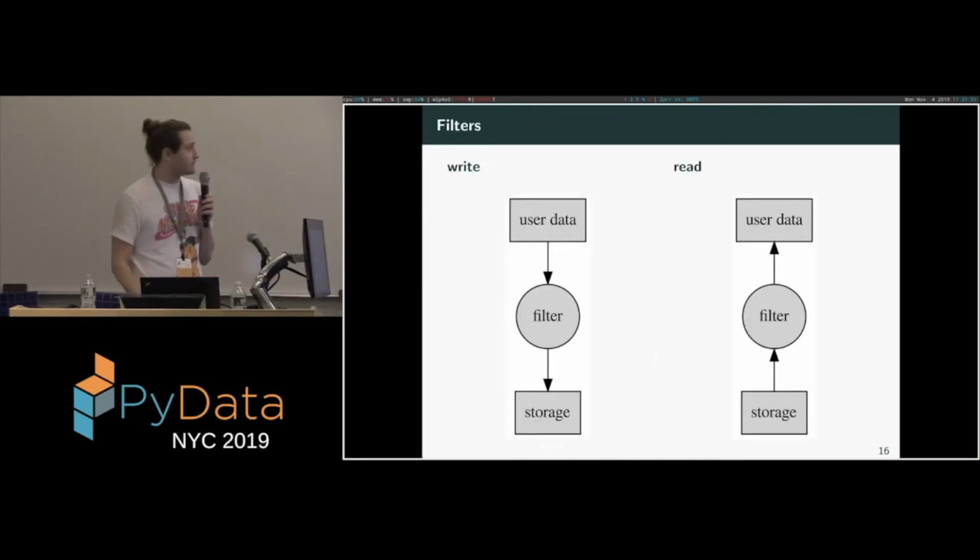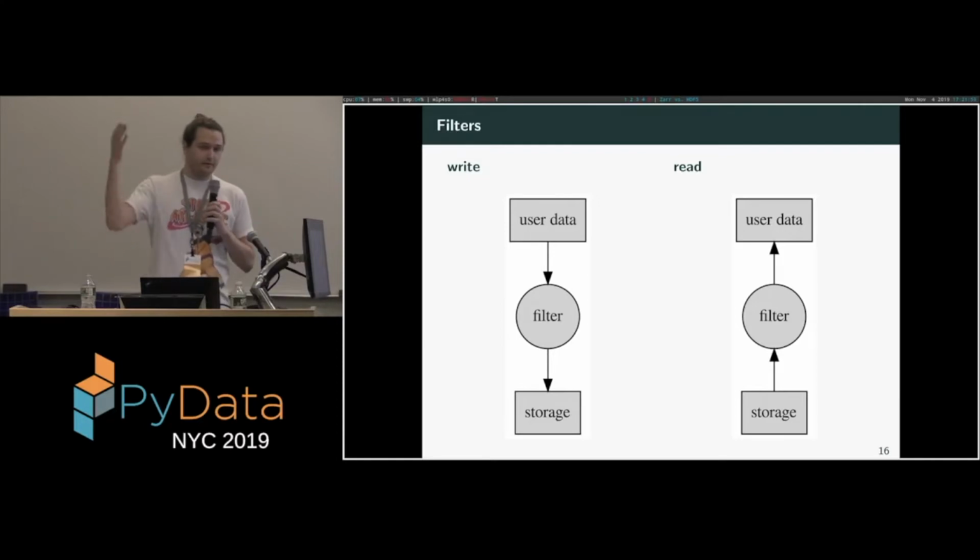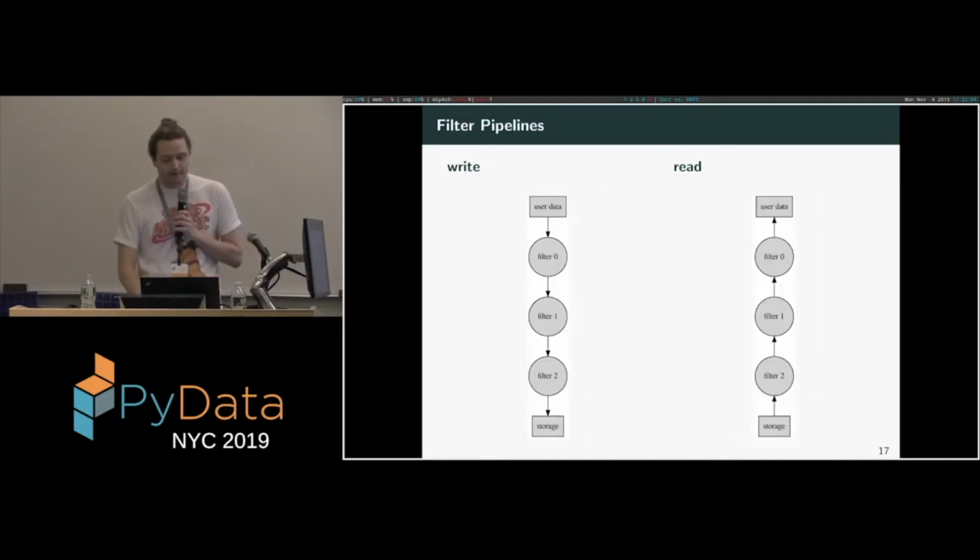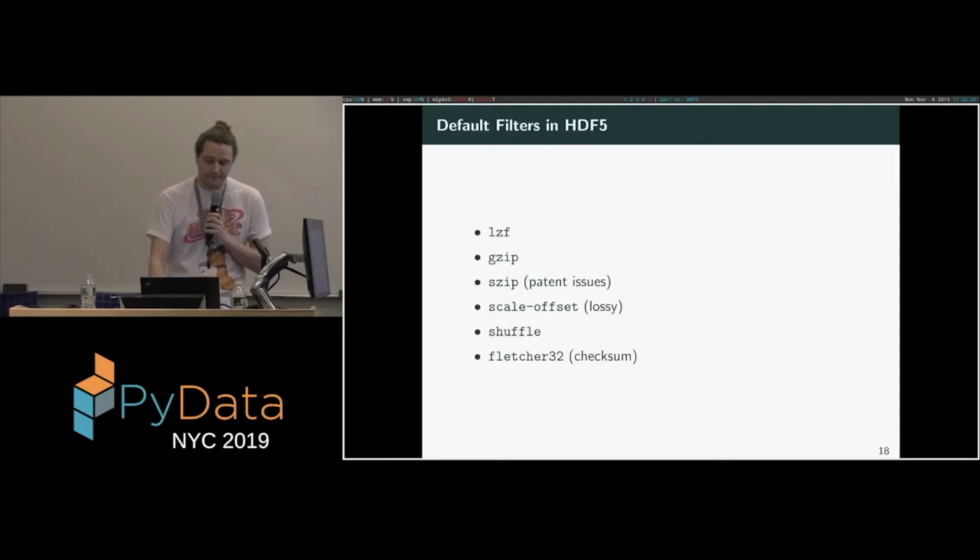Kind of visualize this. We've got our user data. They want to write it. It passes through the filter. Let's say it's compression. We're going to compress it. We're going to send it to storage. On the other side, the data will move back. When they compose, though, the user maybe wants to do delta encode, compress, checksum, write. And then on the way back, we're going to first check the checksum, decompress, undo the deltas. So it'll kind of run in reverse order.